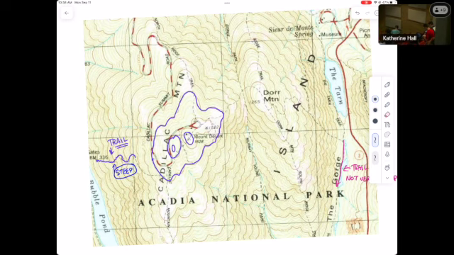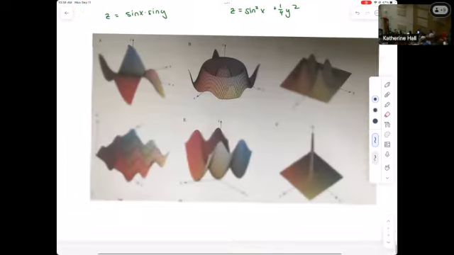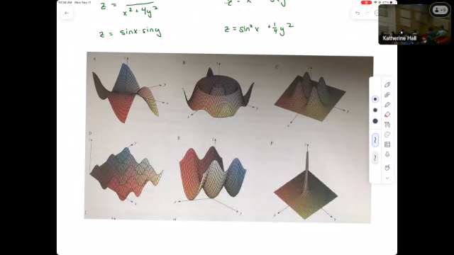Okay, next time we'll go through and talk about domain, and then we'll get to match all of these surfaces with their equations. So look forward to that.